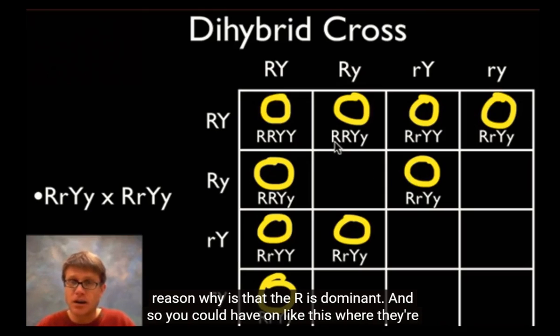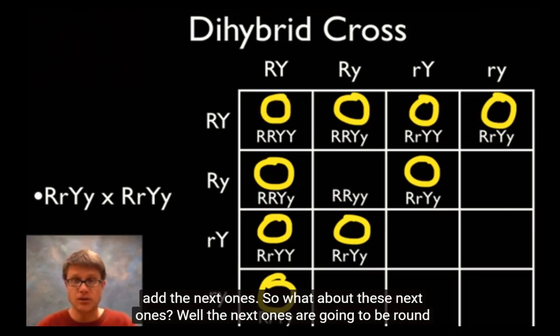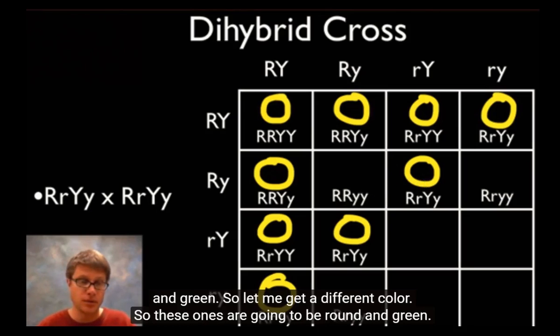And the only reason why is that the R is dominant. And so you could have one like this where they're hybrid for both, and they're still going to be round and yellow. And so let me try to add the next ones. So what about these next ones? Well, the next ones are going to be round and green, so we'll get a different color.